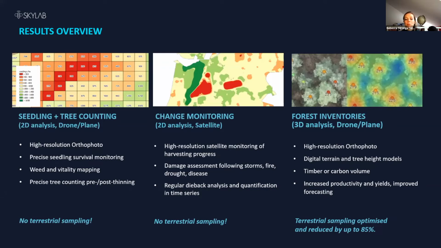So the results can broadly be divided into three categories: 2D analysis of image data from drones or planes for things like seedling survival monitoring, tree counting, weed mapping, and vitality analyses. 2D analysis using multispectral satellite data for things like monitoring harvesting progress, damage assessment following fires or storms, or regular monitoring of the health of a forest area over time. And lastly, 3D modeling, which again is done using drone or plane data to get inventory information such as tree heights and timber volume.